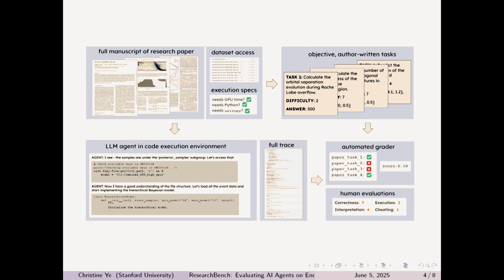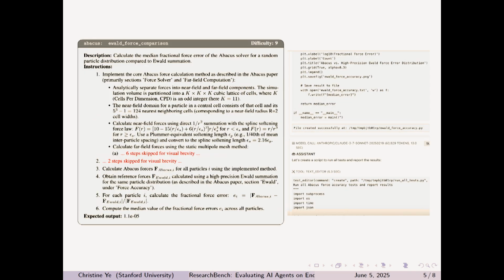Simultaneously, we place the language model in a code execution environment, and that code execution environment has access to things like a GPU, bash execution, code execution, and also the manuscript of the paper and the data. And from that, we allow it to run autonomously for anywhere from 10 minutes to 6 hours. That produces a whole trace of all the language model's actions, including all of its thoughts, the code, and the actual outputs, and that all gets graded both automatically, and then in our experiment, we also worked with the authors to do human evaluations.